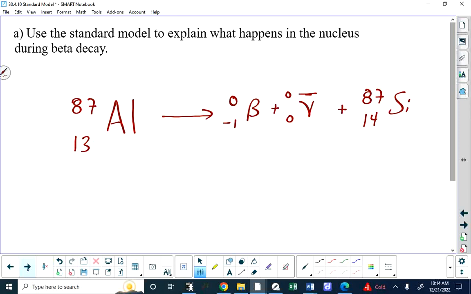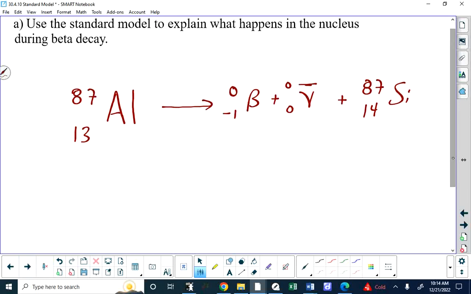And again, it is very important you understand this. We just made this up. It doesn't matter whether it exists or not. It doesn't matter whether this happens or not. You're trying to figure out what happens during beta decay. Well, this equation here is an elementary type of explanation for what's happening. Okay? It's a very simple explanation.